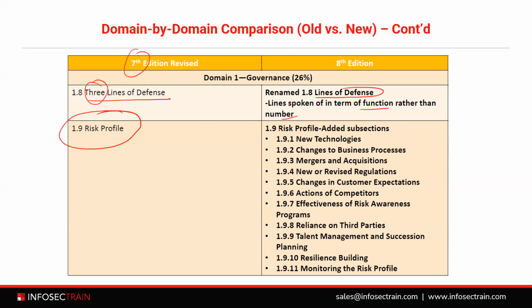1.9, risk profile. Now, the section number remains the same, 1.9 risk profile. These subsections are added, from 1.9.1 to 1.9.11: new technology, changes to business processes, mergers and acquisitions, new or revised regulations, and so on. So these are the new subsections added under the main section 1.9, risk profile.